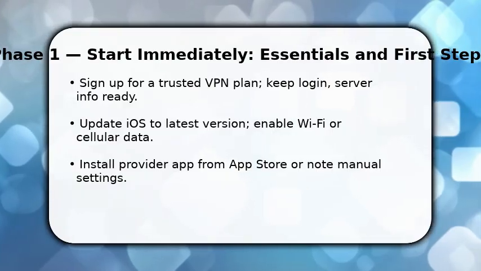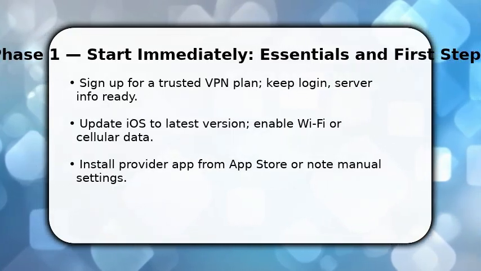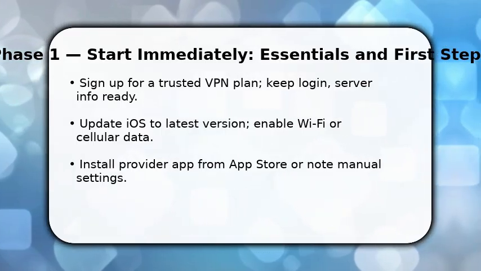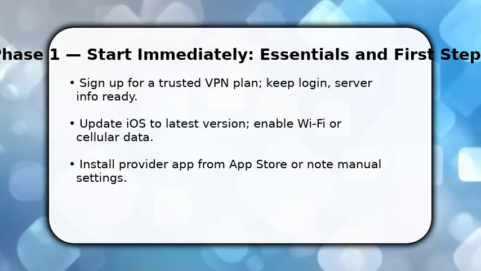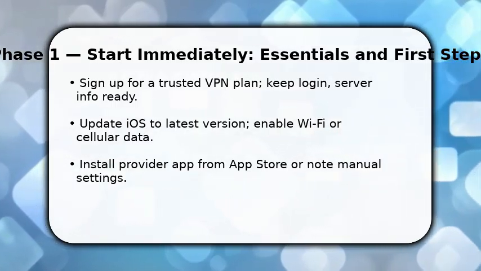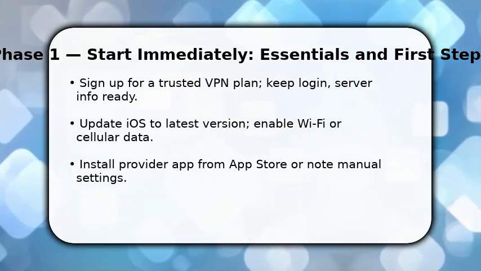You already have the essentials: an active VPN account and an updated iPhone. First, install the provider app from the App Store, then sign in with your credentials. If you prefer manual setup, copy the server, account, and shared secret values now. Once done, allow the app to add VPN configurations when prompted. This creates a profile in Settings.